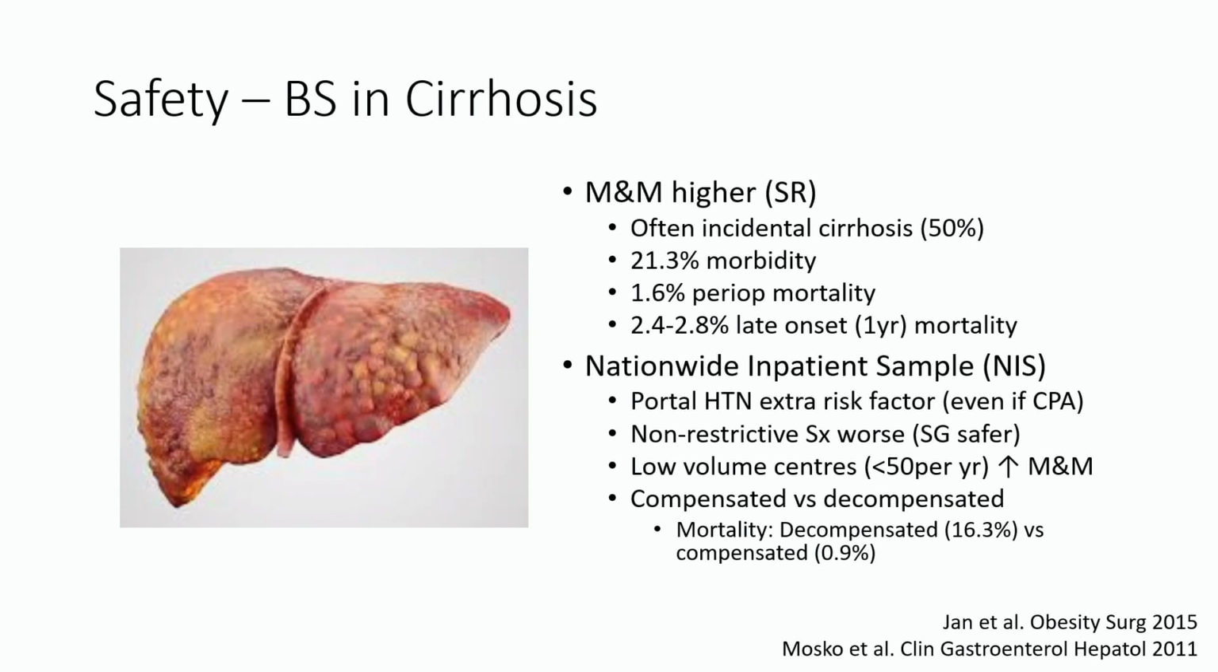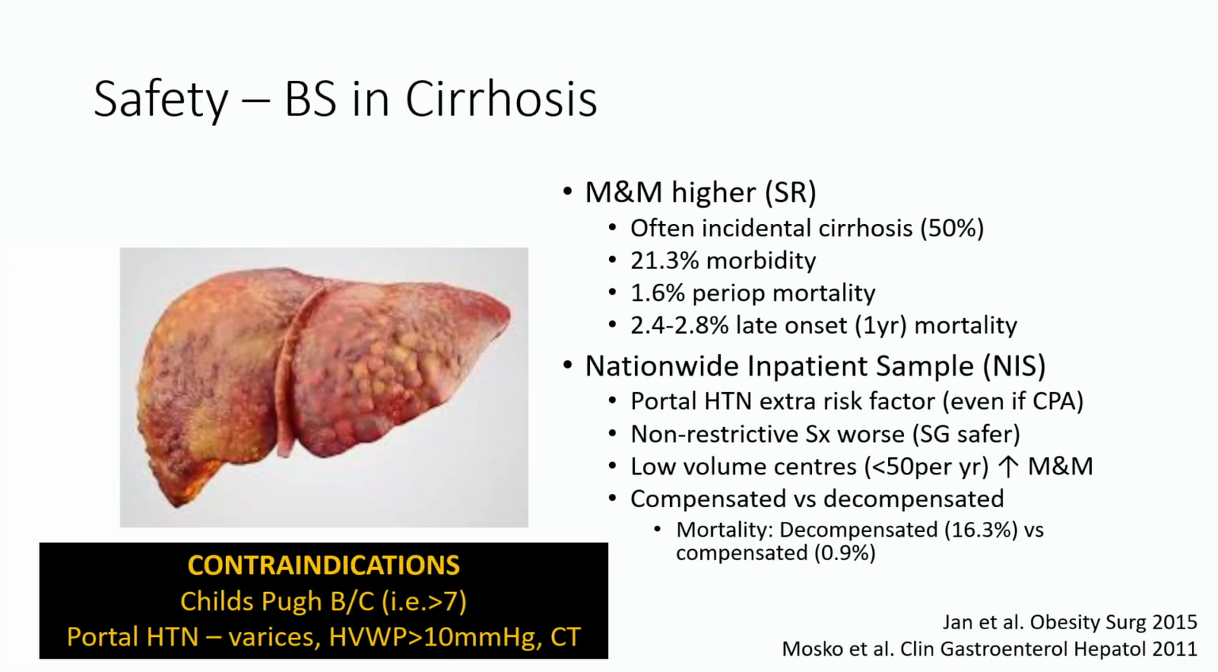The nationwide inpatient sample in the US has looked at extra risk factors, and if you have portal hypertension in addition to your cirrhosis, even if you are Child's A, you have a worse outcome. It also identified that if you have a non-restrictive operation, such as a bypass, you do worse as compared to, say, a sleeve. Low volume centres, not surprisingly, have an increased morbidity and mortality. And of course, if you have decompensated cirrhosis, then your mortality is vastly higher at 16.3% versus the compensated group. They didn't talk a lot about why people with decompensated cirrhosis were having surgery.